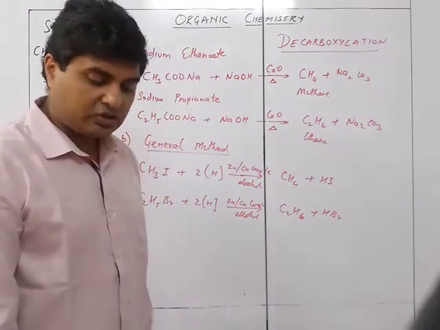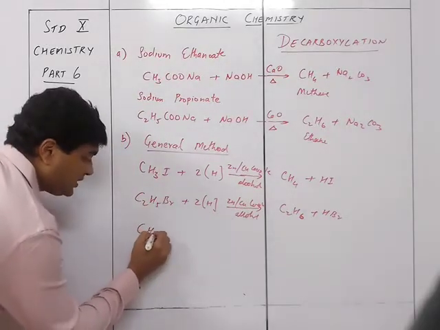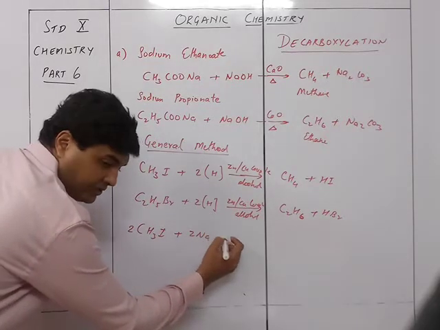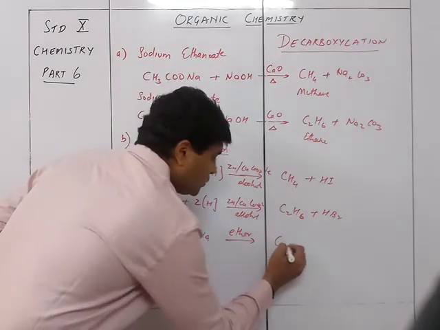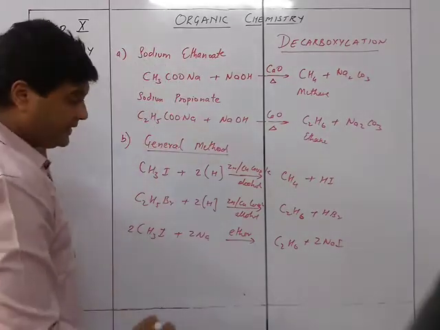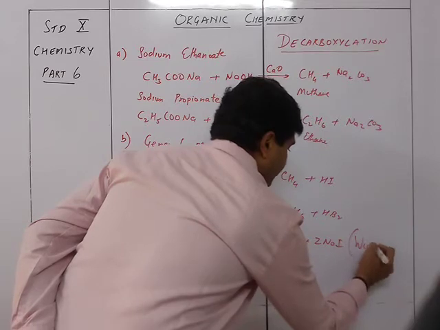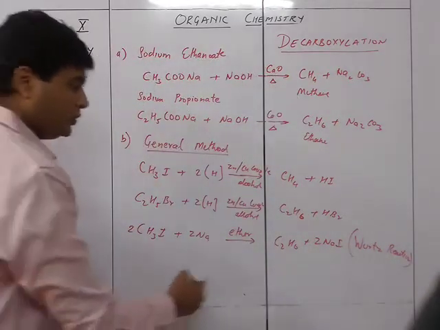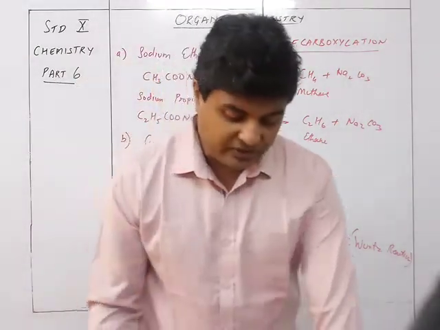And the same can also be done with... the last one is CH3I. 2CH3I plus 2Na reacts in the presence of ether and is going to give you C2H6 plus 2NaI. So this one is called the Wurtz reaction. The Wurtz reaction is used when you use sodium as a kind of catalyst, or you can say the reactive material.